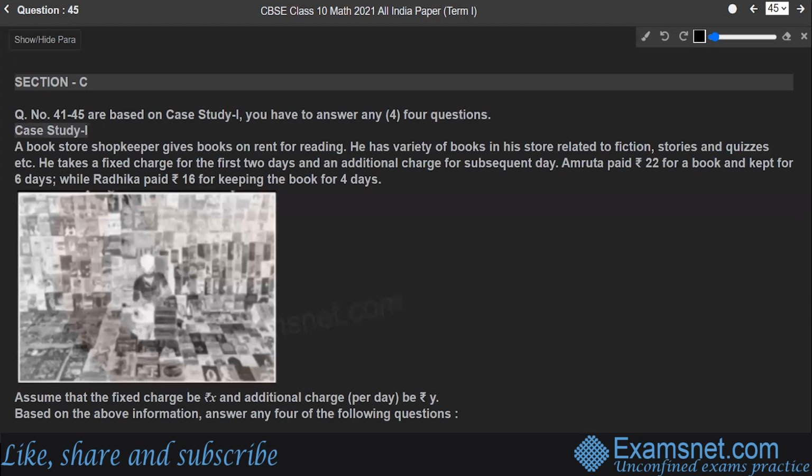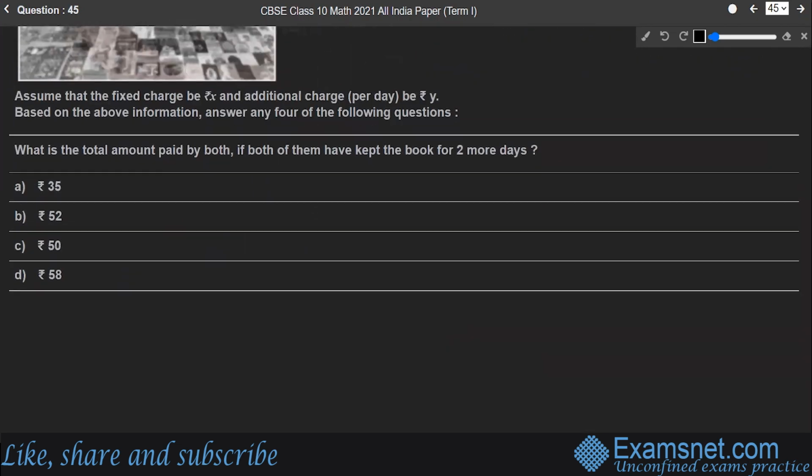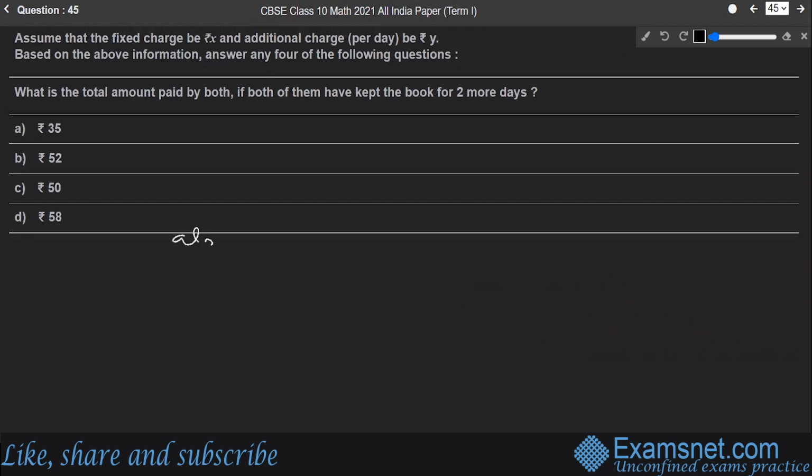Now, next, again the case study continues. They are asking what are the fixed charges for a book, that is calculated. Additional charge also calculated. What is the total amount paid by both if both of them have kept the book for 2 more days? So additional amount to be paid is asked. Rather, total amount is asked. So what amount have they already paid? Let us do it on the downside. One has paid 22, another one has paid 16. So this is 38 rupees they have already paid.